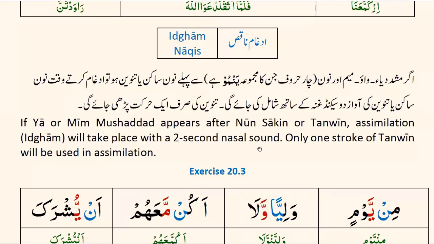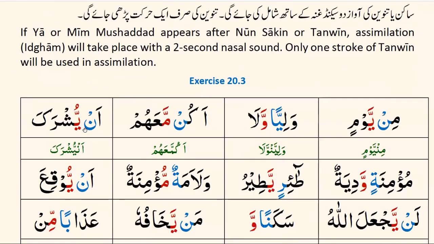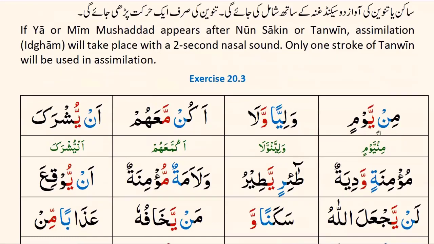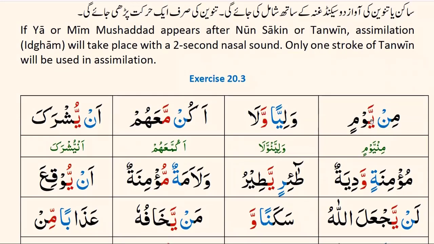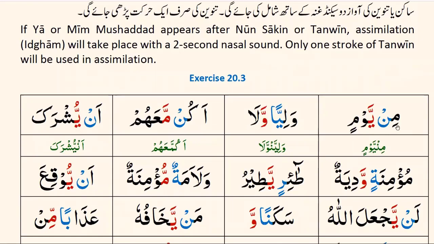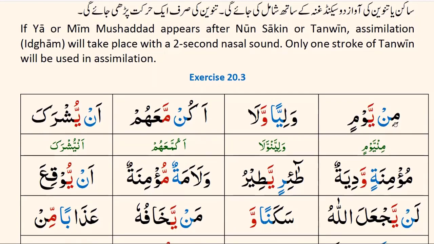So the other letters that we're going to think of here are ya mushaddad, mim mushaddad, and vaw mushaddad as well. Okay, now I'll tell you what I mean by that. When you look at this example here, there's a mim joining to a ya mushaddad, right? Even though there's a noon bit in between, it will join to the tashdid letter, the mushaddad letter. And we are going to give a slight 2-second nasal sound there. So if you listen closely, min yawmin, min yawmin.